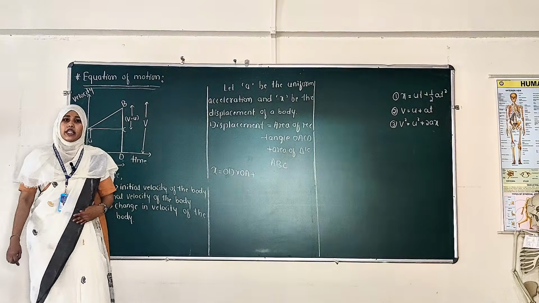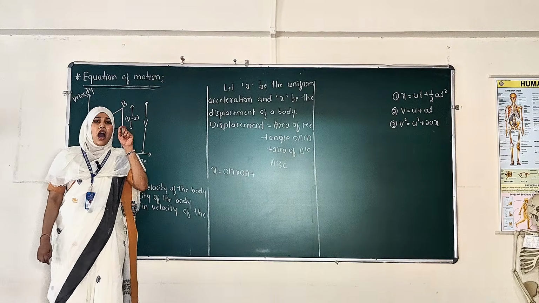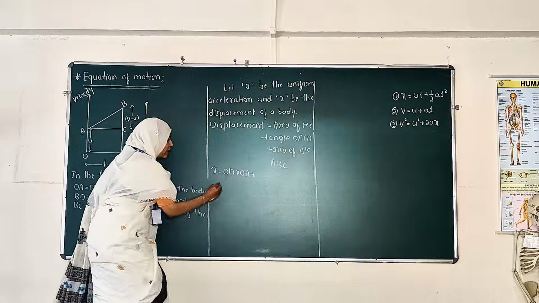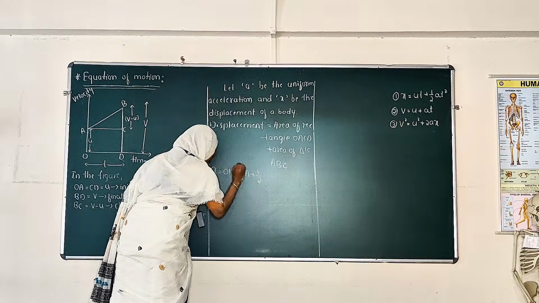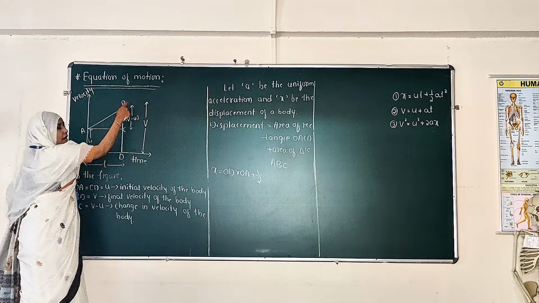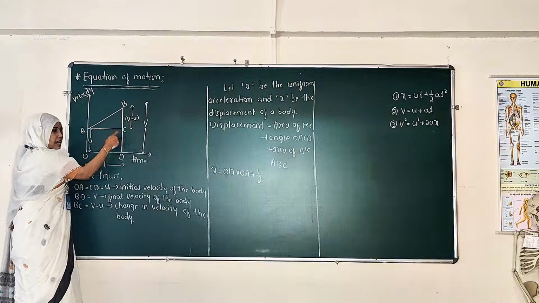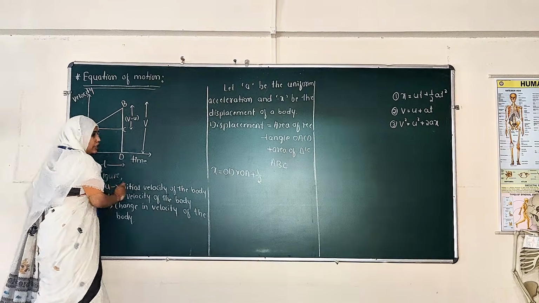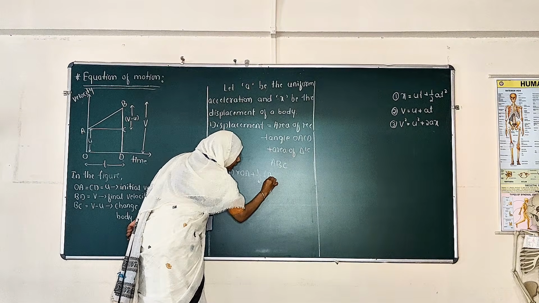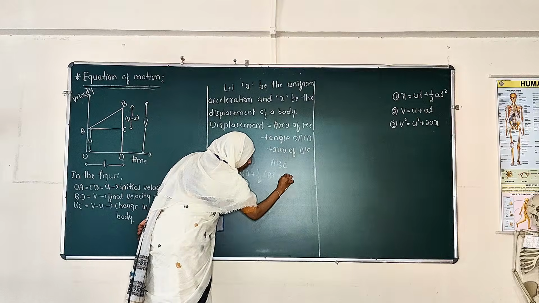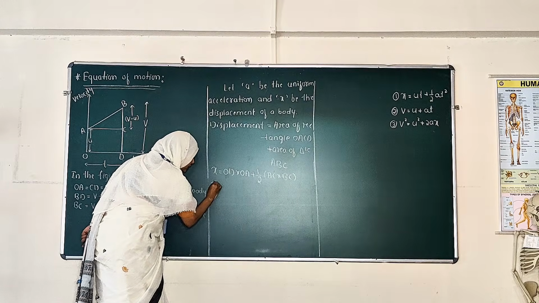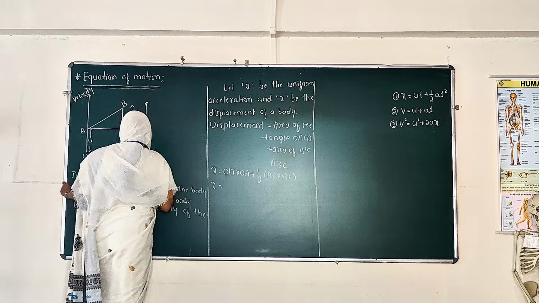What is the formula to calculate the area of the triangle? You already know, half base into height. Then write down half. Then in the triangle ABC, what is the base? AC. What is the height? BC. Write down half AC into BC. Then X is equal to, we already calculated OD.